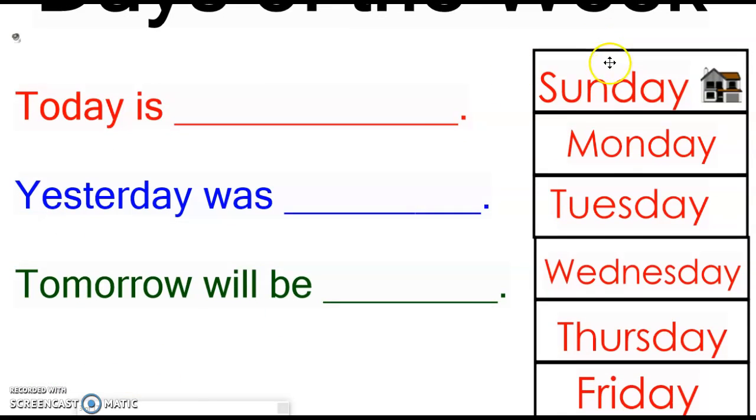We just said today is Thursday. Let's find that Thursday. There's Sunday and there's Monday. There's Tuesday and there's Wednesday. There's Thursday. Oop, there it is, Thursday.